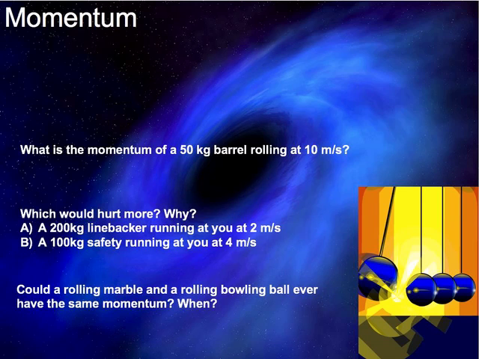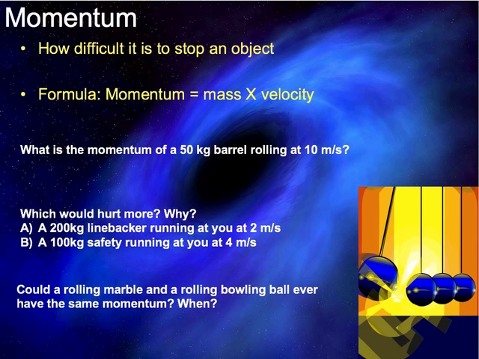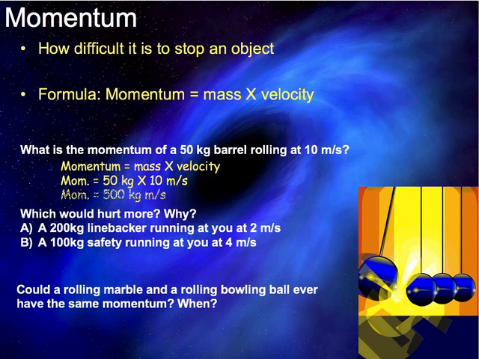Momentum. Let's talk about momentum and we'll move on. Momentum is a term that talks about how difficult it is to move an object or to stop an object. The formula for momentum is mass times velocity. For example, if we have a barrel that's 50 kilograms rolling at 10 meters per second, its momentum would be 50 times 10, which is 500 kilograms times meters per second.